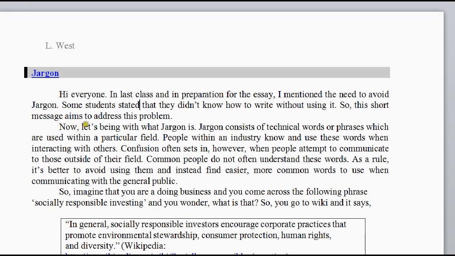Hi everyone. In last class and in preparation for the essay, I mentioned the need to avoid jargon. Some students stated that they didn't know how to write without using it, so this short message aims to address this problem.